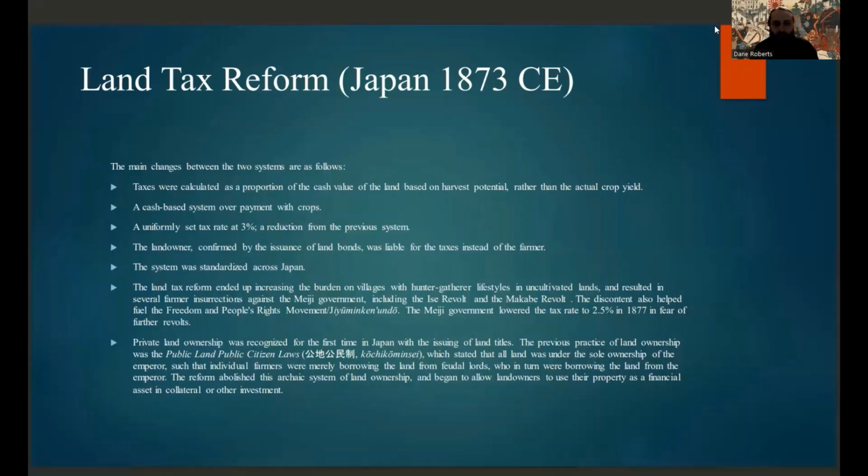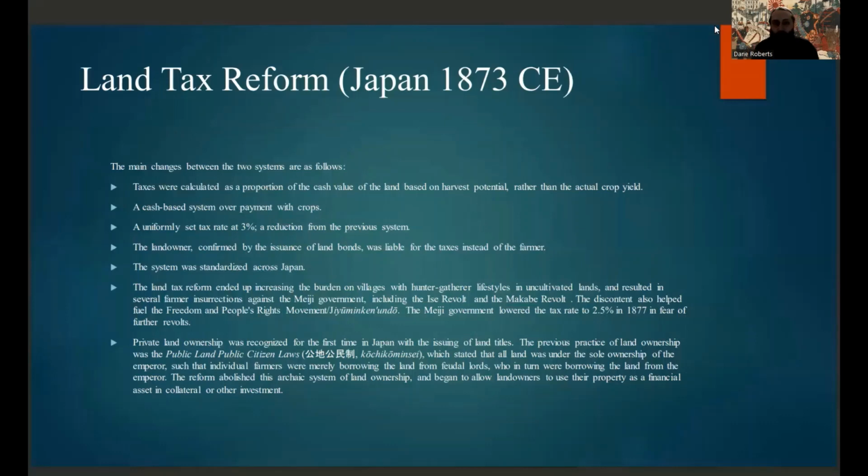The discontent also helped fuel the Freedom for People's Right movement. So eventually, the Meiji government lowered the tax rate to 2.5% in 1877 to maybe prevent further revolts. But the biggest benefit, going back all the way to the landowner point, was that private land ownership was recognized for the first time in Japan with the issuance of land titles.